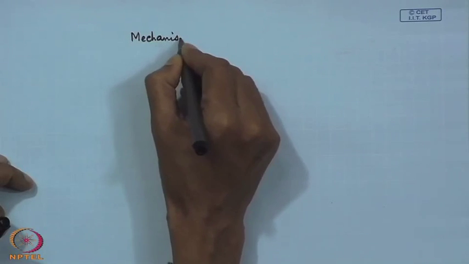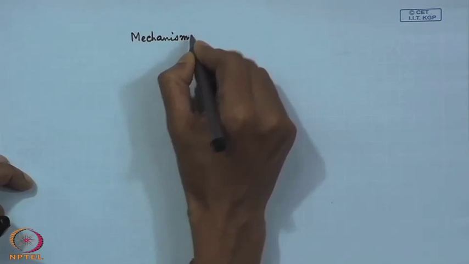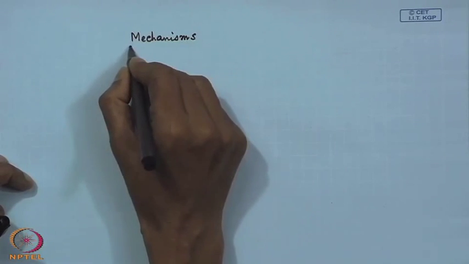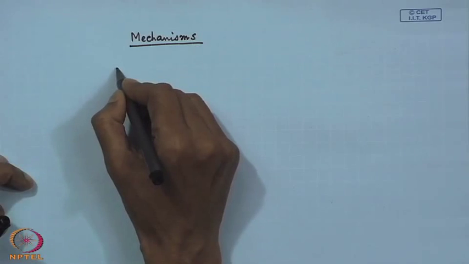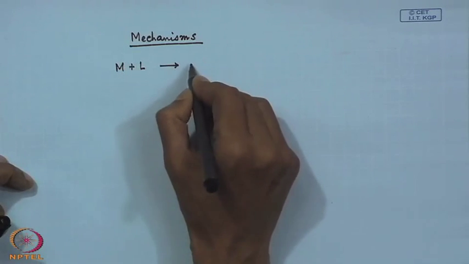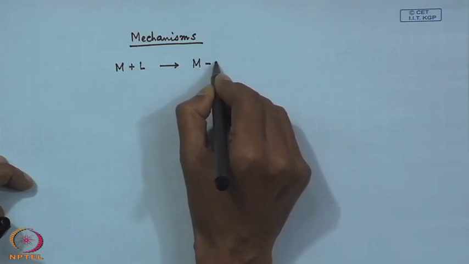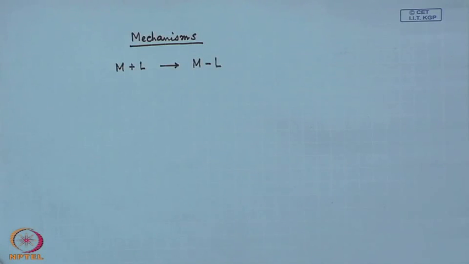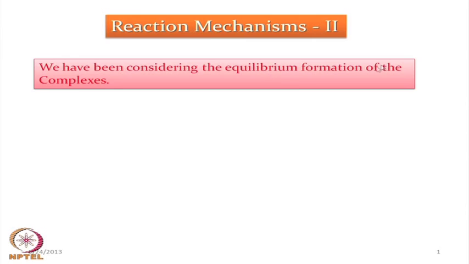Today we will talk about the mechanisms where we can see how a particular complex formation reaction takes place with the formation of at least one metal-ligand bond. The second part of these reaction mechanisms will consider the equilibrium formation of the complexes.